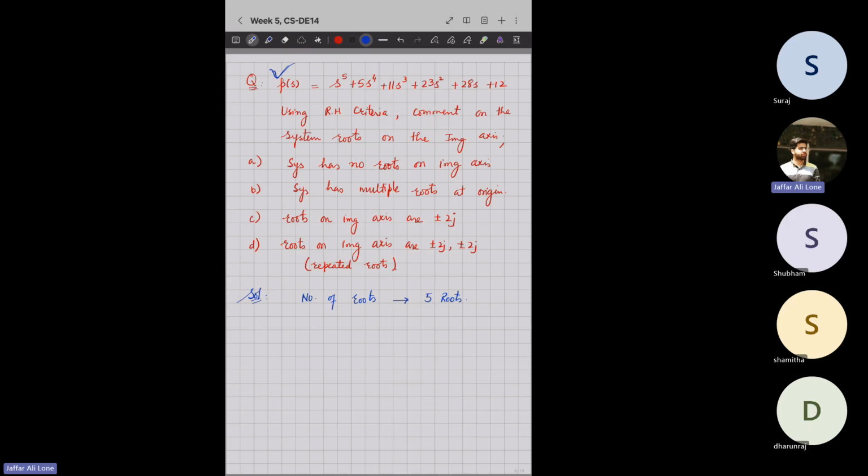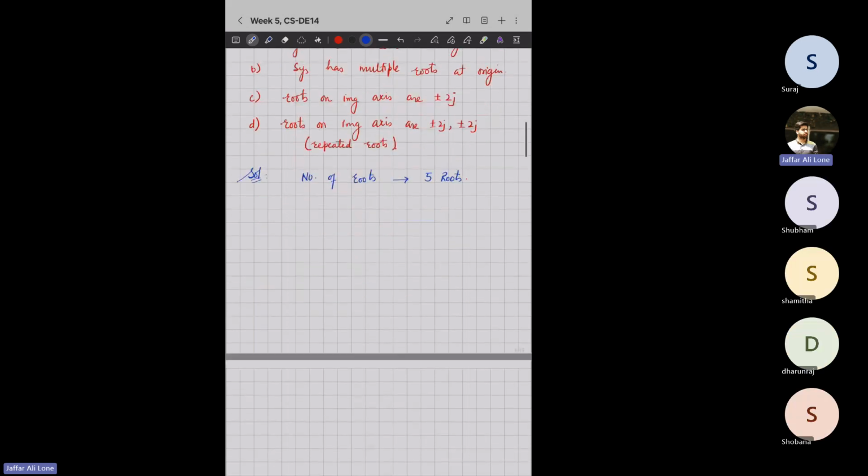Are you getting me? So if I follow, as we saw in the earlier question, by using Routh criteria, if there are any sign changes, then we can say the roots are in the right half plane. Otherwise, all the roots are in the left half plane. If there are no sign changes, all the roots we assume they are in the left half plane. If there are any root on the right half plane, then there will be sign changes. But how would we find the presence of roots on the imaginary axis? That we will understand from this question. So let's first make the Routh array.